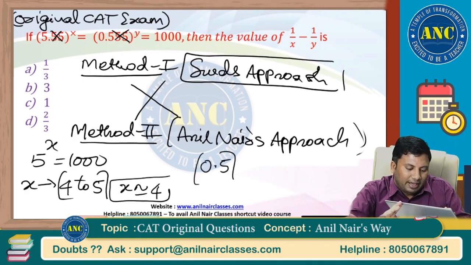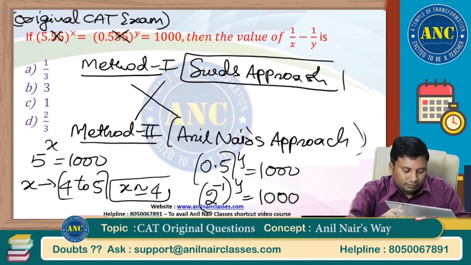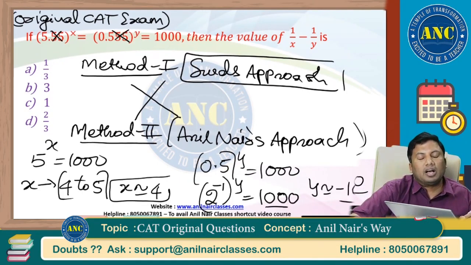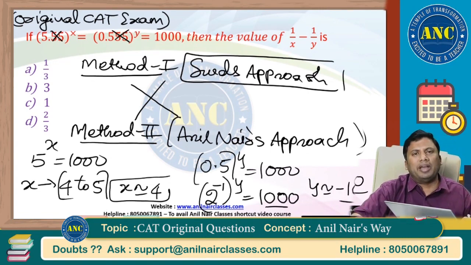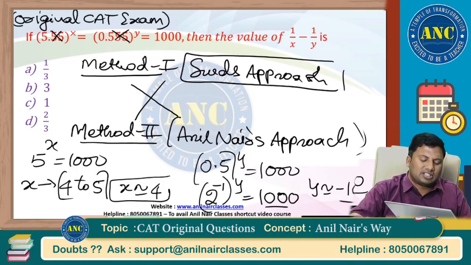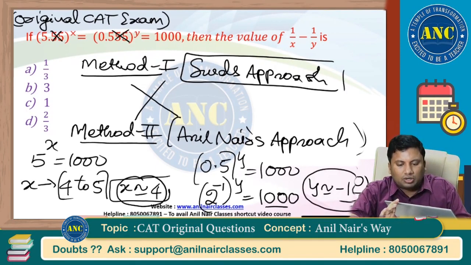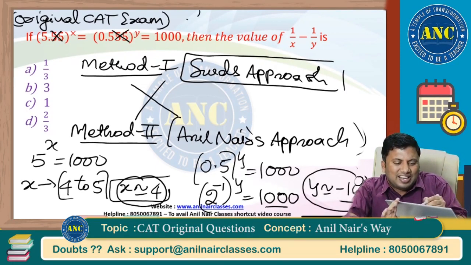0.5 power y is equivalent to 1000. This is 2 power minus 1. Can I say y is closer to minus 10? Why? Because what is 2 power 10? 1024. Yes or no? 2 power minus 1 power y is 1000, so y should be minus 10. Minus 1 into minus 10 is 2 power 10, and 2 power 10 is 1024. So x is closer to 4, y is closer to minus 10. Substitute. Such an easy question.